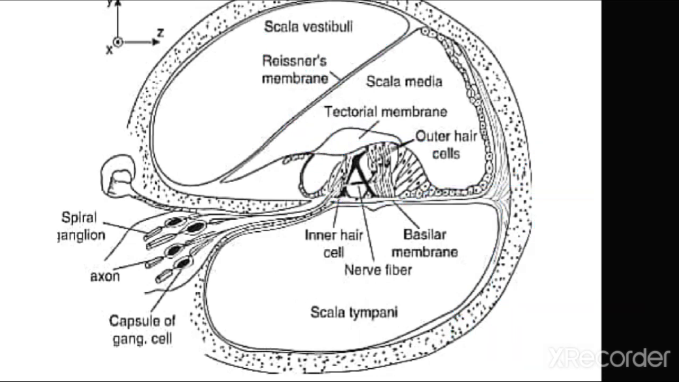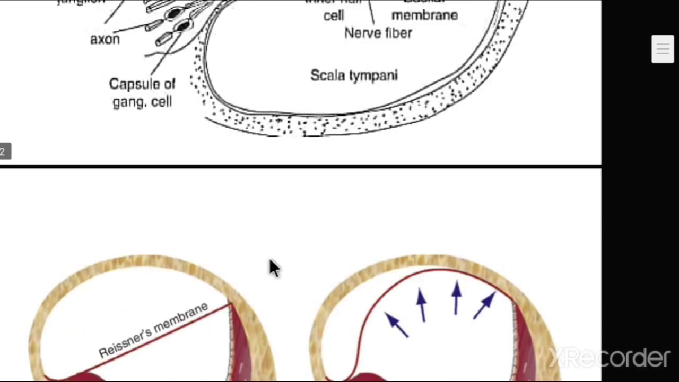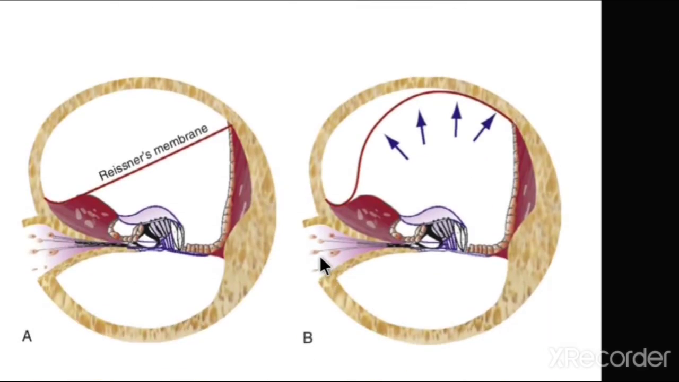Now let's see another picture. This image is given in the Dhingra book. This is the normal condition where the Reissner membrane is normal; this is the scala media, this is the scala vestibuli, and this is the scala tympani. There is no abnormality in the Reissner membrane. But this figure is of a Meniere's disease patient: the Reissner membrane gets bulged out due to accumulation of endolymph within the scala media, which increases pressure in this cavity, and finally the membrane ruptures.